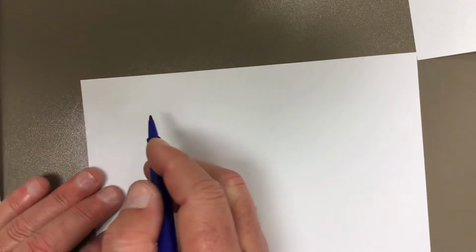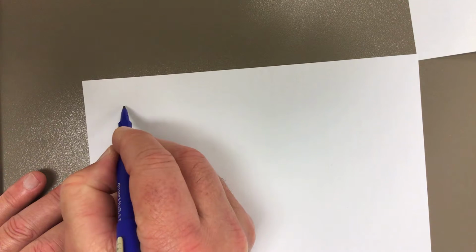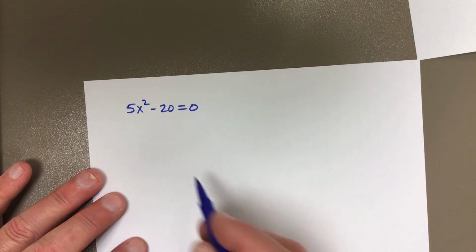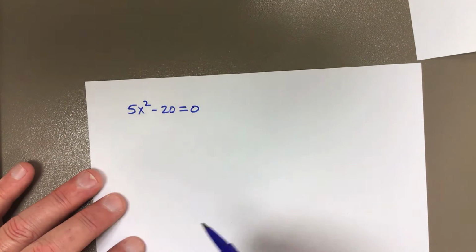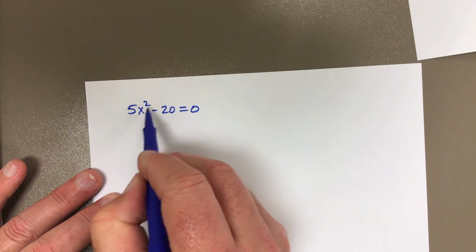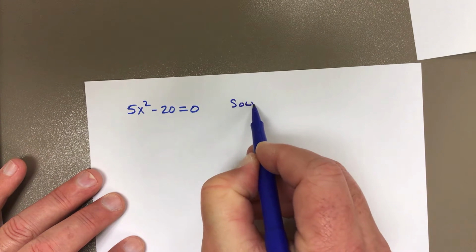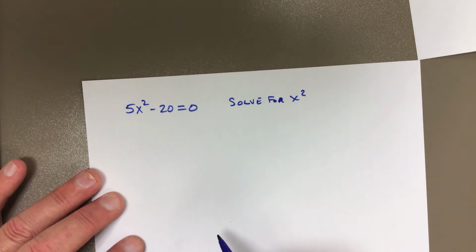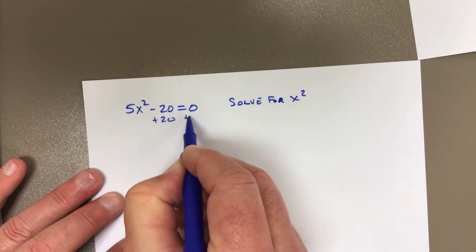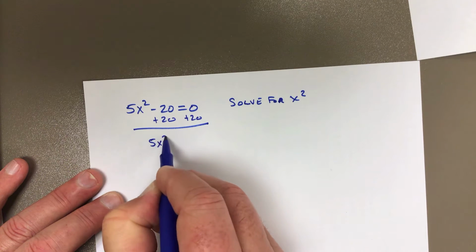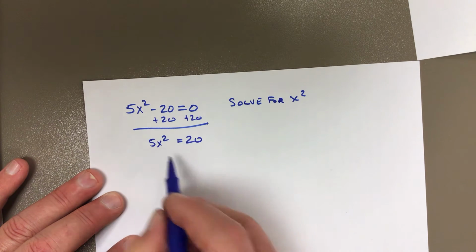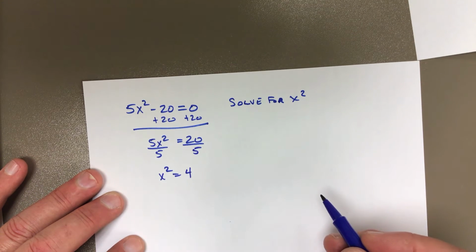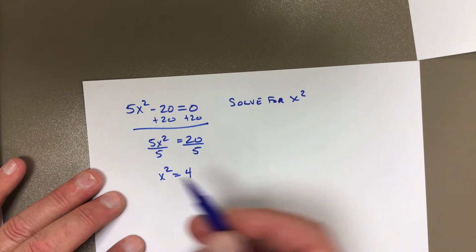Sometimes they're going to make you work a little bit. So sometimes they're going to have 5x squared minus 20 is equal to 0. So now you have a number attached to the x squared. So basically you're going to think to yourself, I've got to solve for x squared, or what I said earlier, you have to get the x squared by itself. So here I'm going to add 20. I'm going to get 5x squared is equal to 20. Then I'm going to divide by 5. I'm going to get x squared is equal to 4. So now I have that x squared by itself, which is what I want.